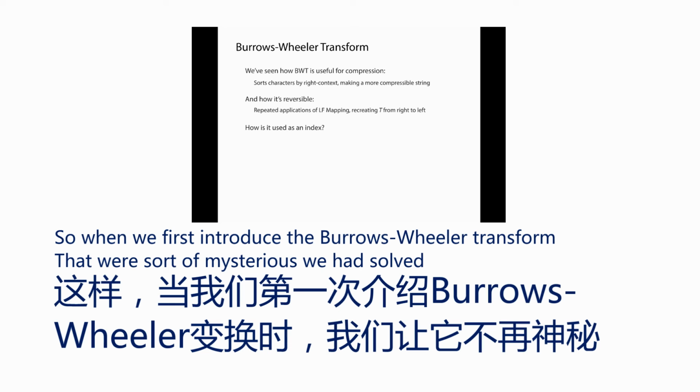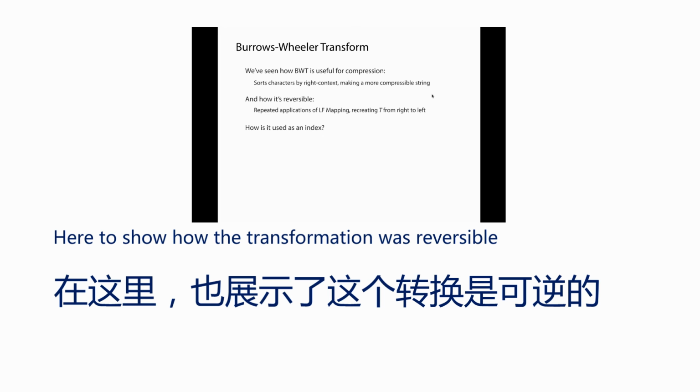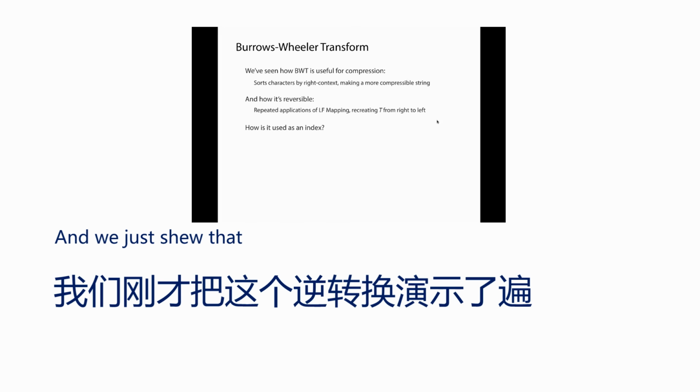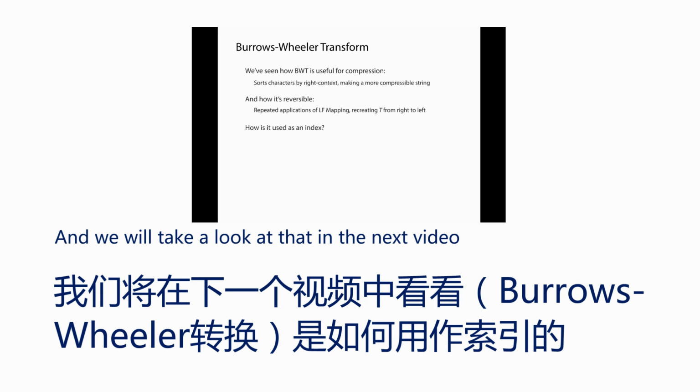Okay? So when we first introduced the Burrows-Wheeler transform, there were three mysteries that we had to solve. We had to figure out how it was useful for compression, and we showed that. We had to show how the transformation was reversible, and we just showed that. And now we have to answer how it's used as an index. And we'll take a look at that in the next video.